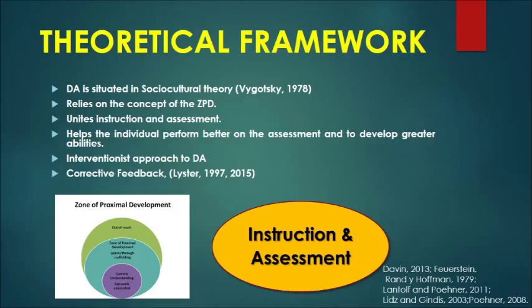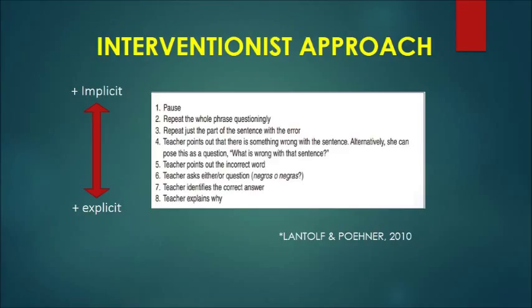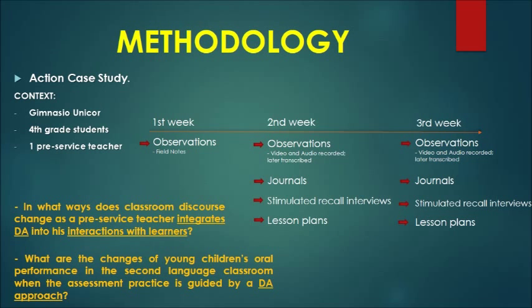One of the keys of the interactionist approach to dynamic assessment is that it goes from an implicit form to an explicit form. Here is an example that I'm going to implement in my classes: a pause at the beginning whenever they make a mistake, ending with an explicit form, which is saying why it was a mistake and explaining the reason, since we scaffold many things before giving them the explanation. So the methodology is going to be an action case study implemented at the Gimnasio Unicor.